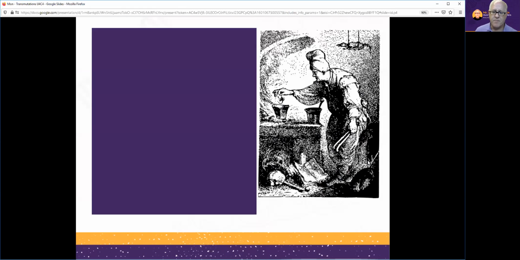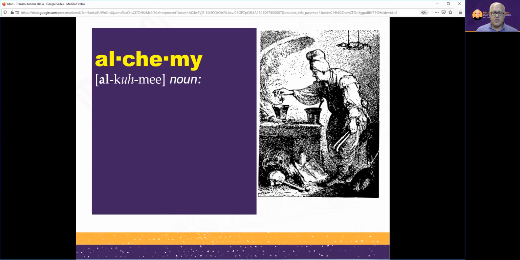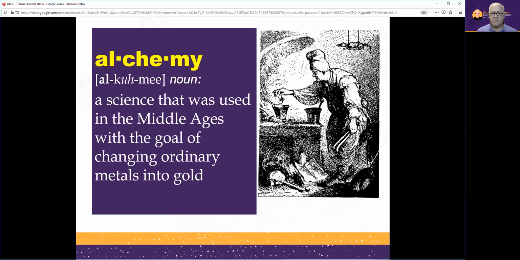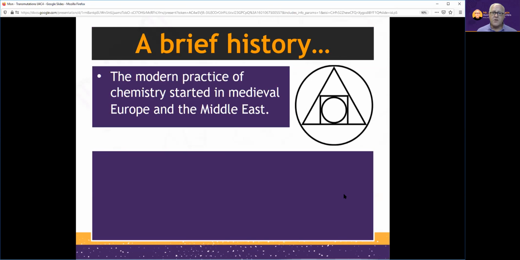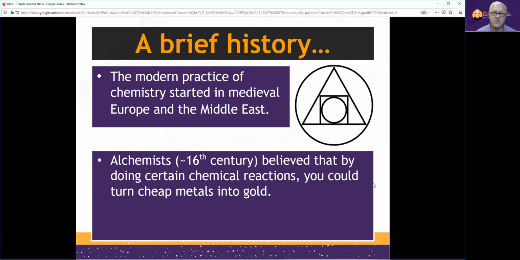So I want to take you back in time and talk about a concept known as alchemy. It was a science that was used in the Middle Ages with the goal of changing ordinary metals into gold. And so the alchemist would attempt to change ordinary metals into gold. Now, we know that can't actually happen, but there was a time where they thought it could. And so the modern practice of chemistry started in medieval Europe and in the Middle East. And alchemists in the 16th century believed that by doing certain chemical reactions, you could turn cheap metals into gold.